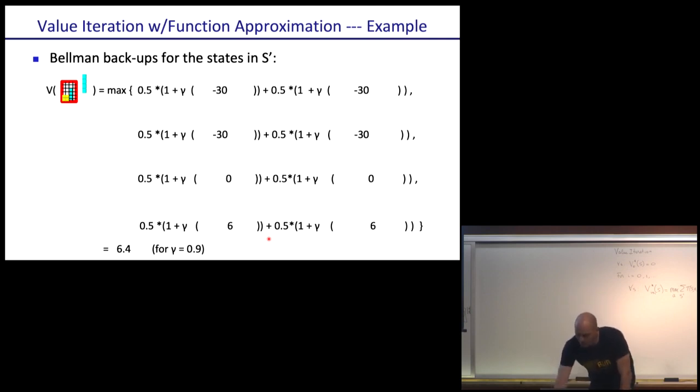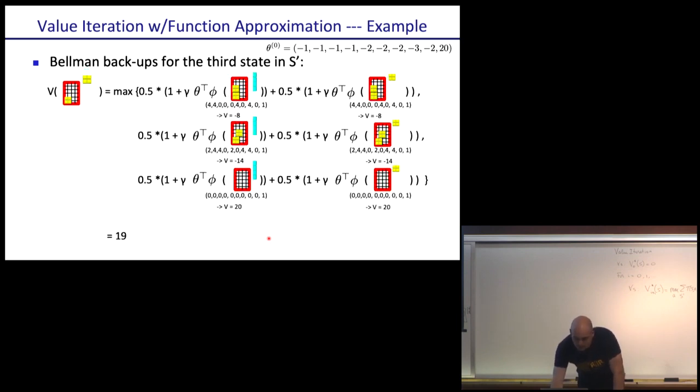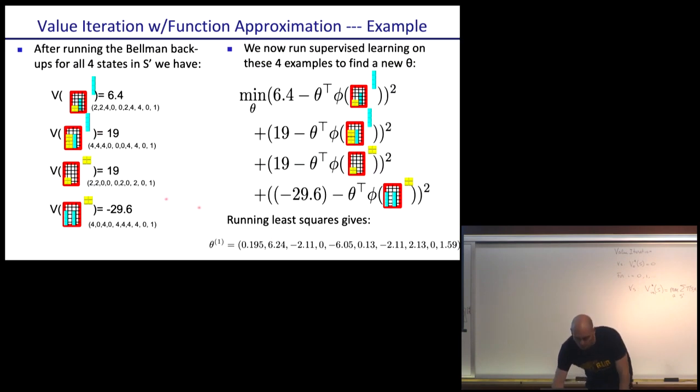So if we do this, we can do this for the second state, go through the same kind of procedure, look at all the next states, compute the values in the next state. No sink states here, it seems. Oh, a couple sink states, actually. Get a bunch of third state, fourth state. So for all states in S prime, which is a small subset of all the states that could exist in this world, we have computed values shown over here.